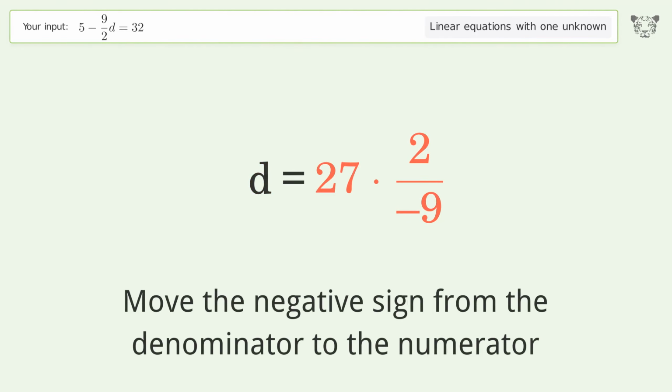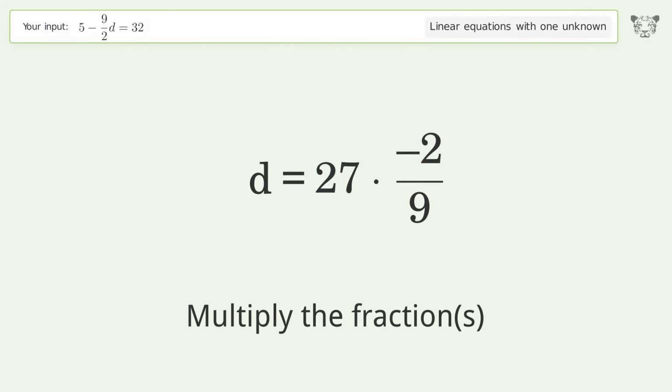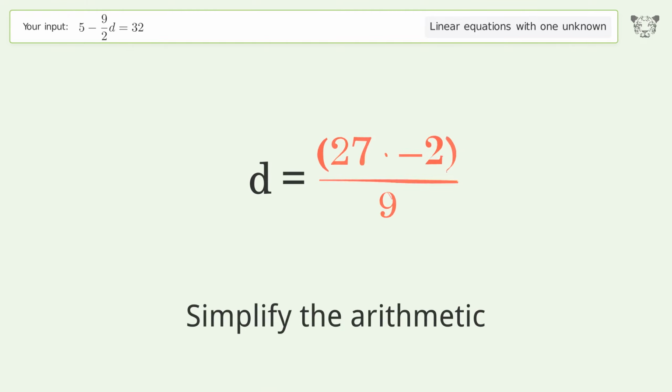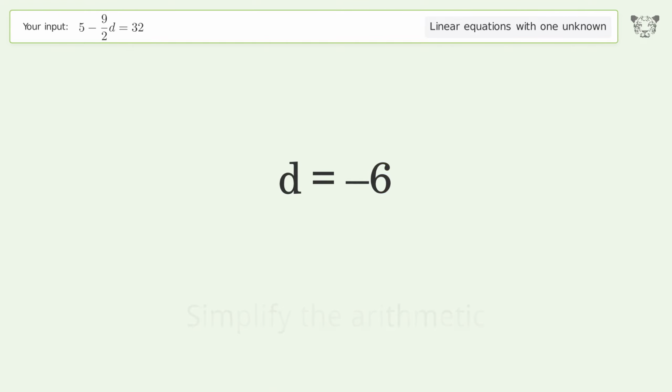Move the negative sign from the denominator to the numerator. Multiply the fractions. Simplify the arithmetic. And so the final result is d equals -6.